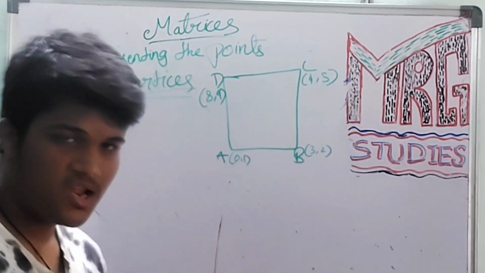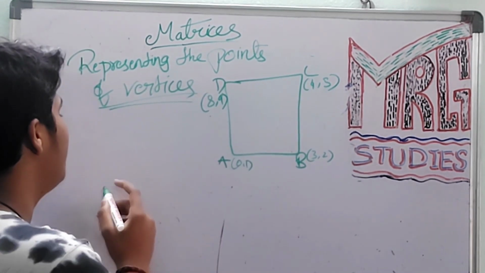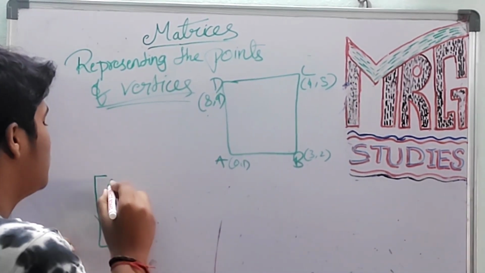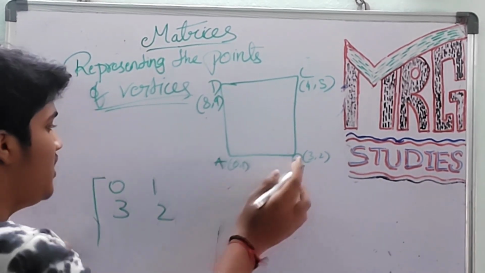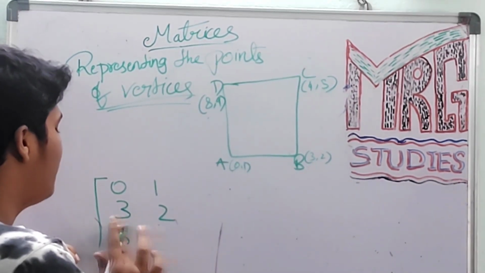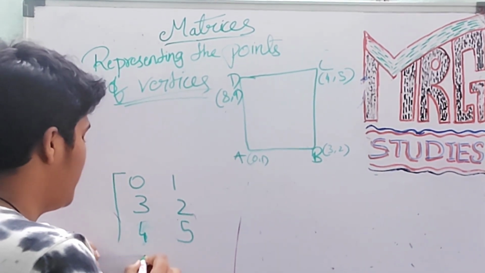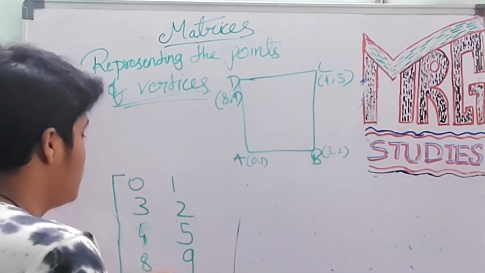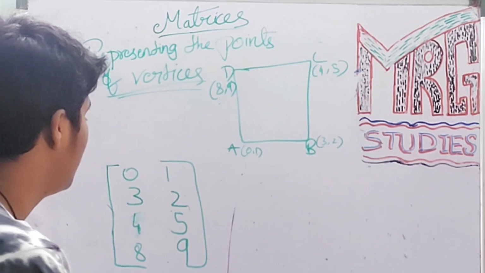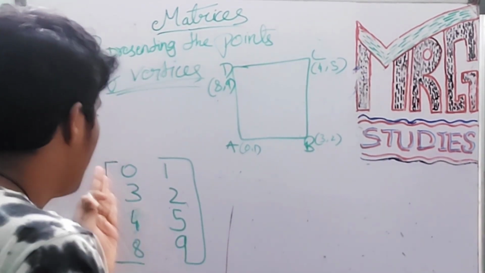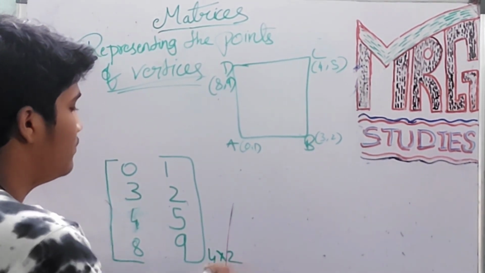Now we should transfer this into matrices. See friends, first 0, 1, then 3, 2, then 4, 5, then 8, 9. So this is our matrix, right? Now what is the order of this matrix? Say friends, 4 into 2, right? 4 rows, 2 columns. So now 4 into 2.